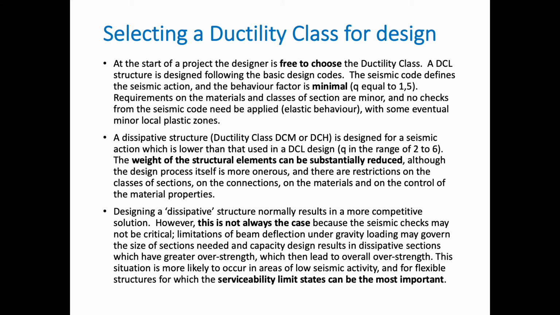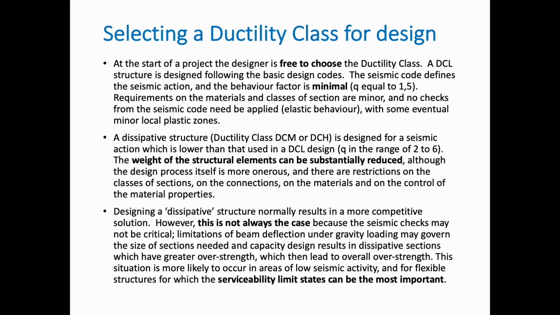However, this is not always the case because the seismic checks may not be critical. There are limitations: the beam deflection under gravity loading may govern the size of the sections needed, and capacity design results in dissipative sections which have higher overstrength, which then leads to overall overstrength. And indeed, the limitation of the beam deflections is usually what governs the design. This situation is more likely to occur in areas of low seismicity and for flexible structures for which the SLS can be the most important.